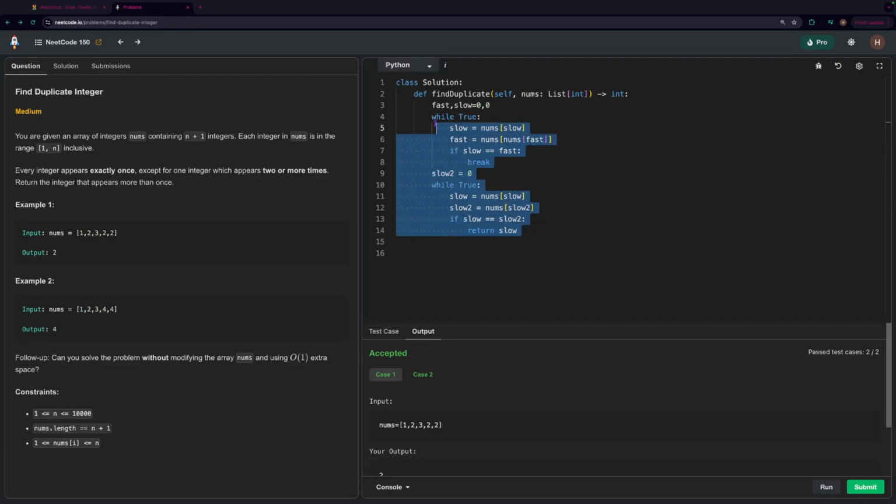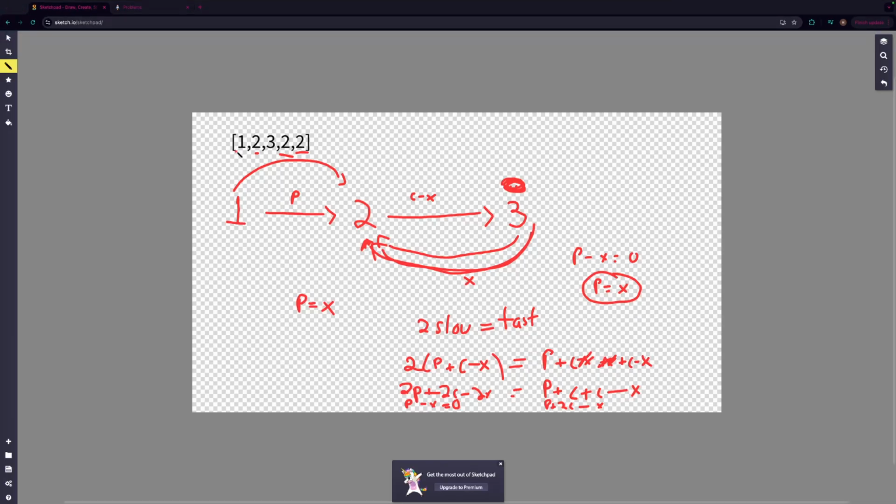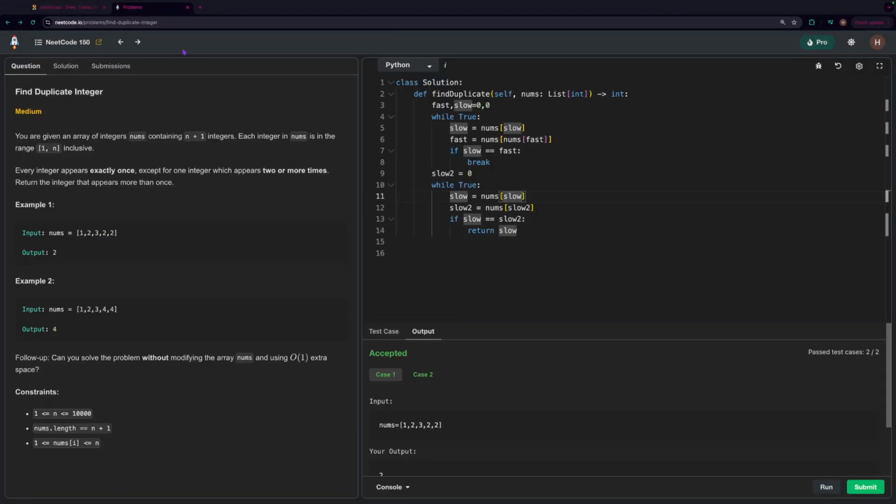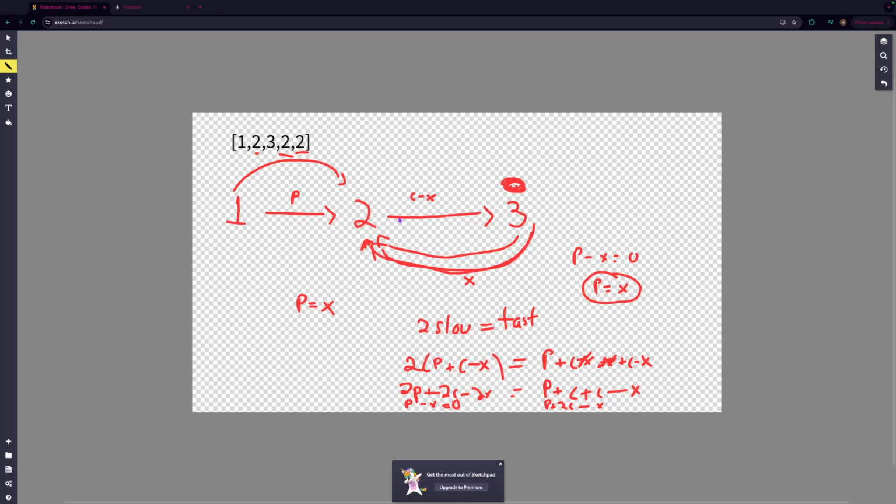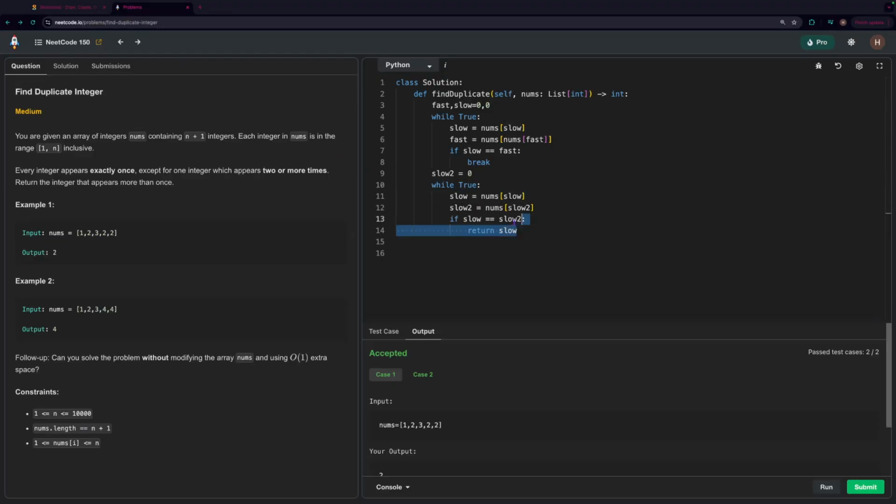But the time complexity of this is just going to be O of n, since it's going to be linear, since you're basically just going to process each element. There's no nested loops or anything, so it's going to be linear. And then space complexity, of course, is constant.